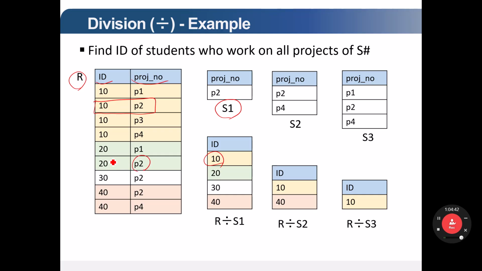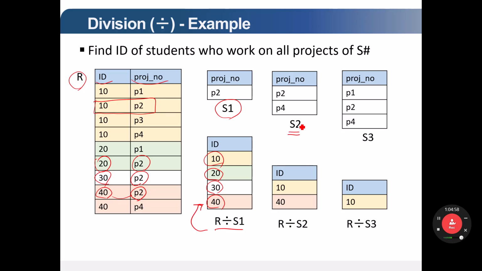P2 is also here, so 20 will be inserted into the output. P2 is again here, so 30 will be inserted. 40 is also associated with P2, so 40 will be inserted. This is the output of this operation.